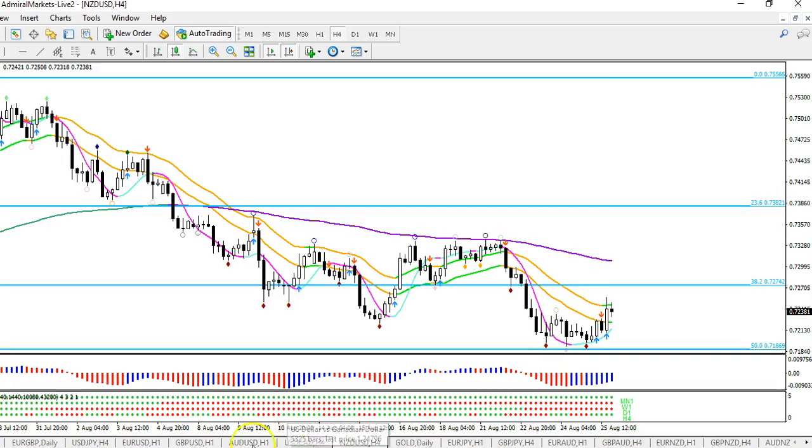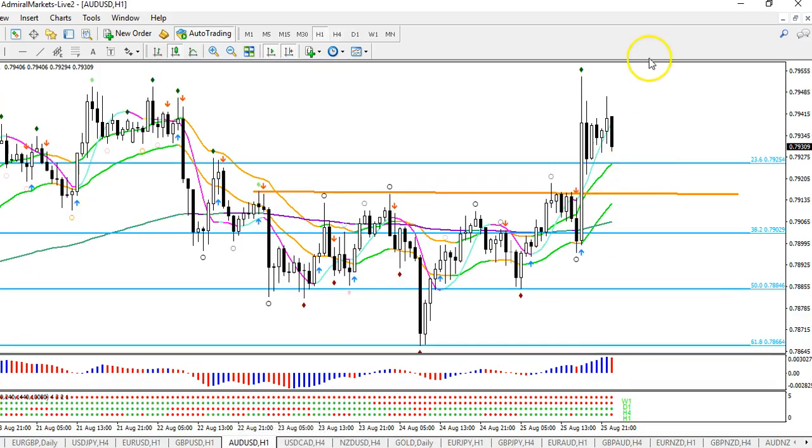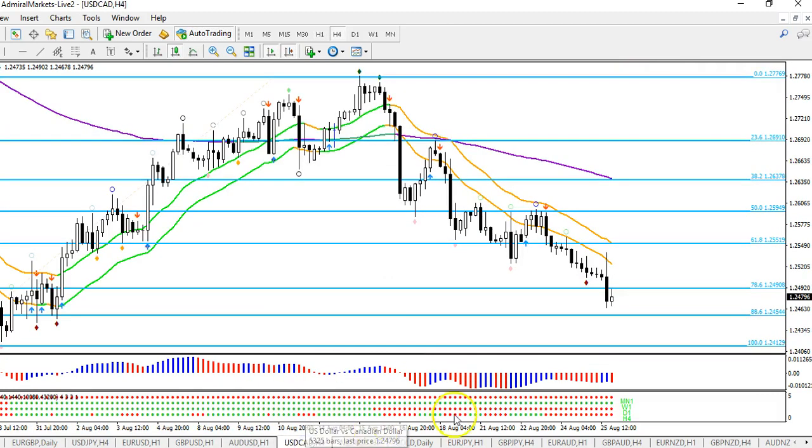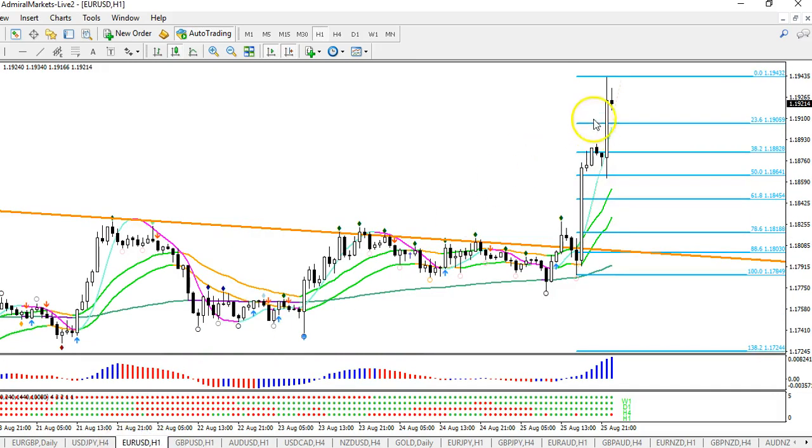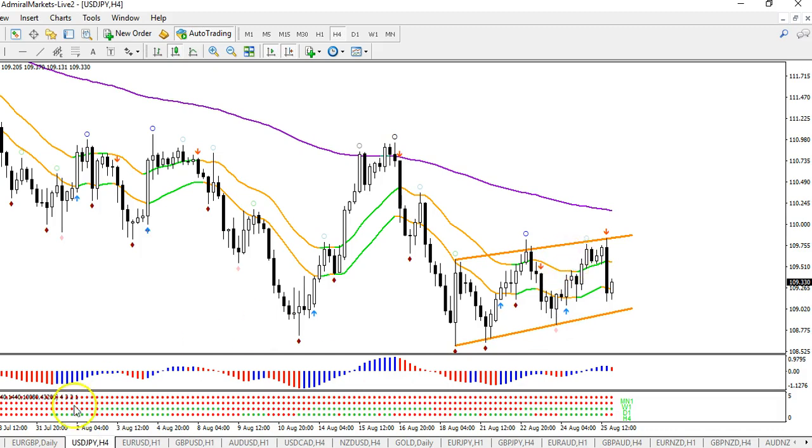Then we have the Kiwis and the Aussie. They look ready for upside, but they are still choppy, so more confirmation is needed. Dollar CAD could be at a bouncing spot at 125.450, but looking for confirmation. Pound dollar looking for a pullback for continuation. Euro dollar looking for a pullback for continuation. Dollar yen 110, 109, very important. And that's about it for now.